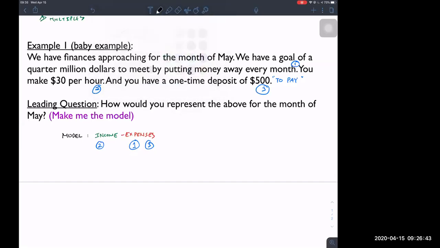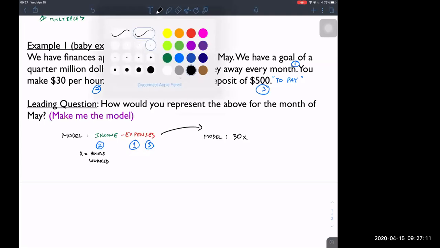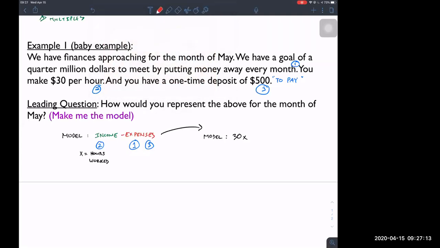Now for step 2, right? How about the model itself? Well, the model itself, if you're making $30 an hour, you might write something like 30x, right? And then under the income, you would say x equals hours worked. Okay. And then now you have to subtract off your expenses.